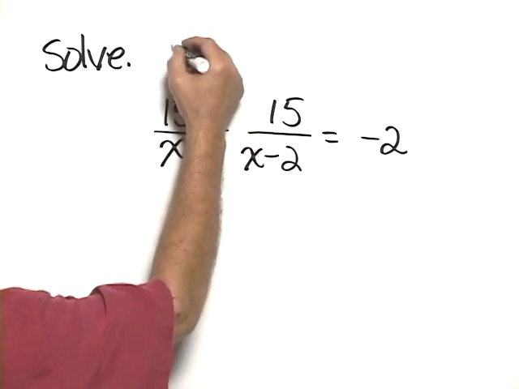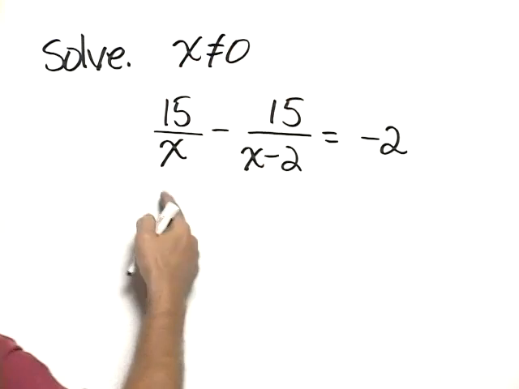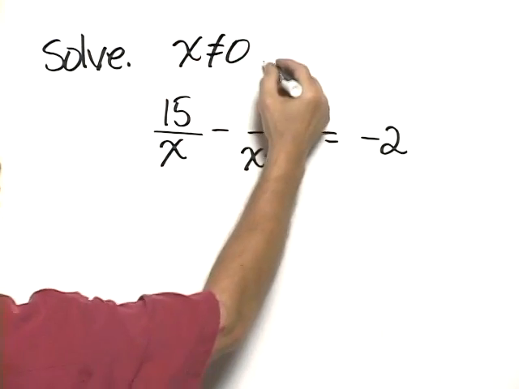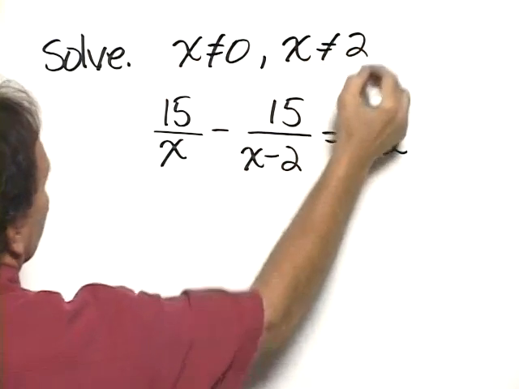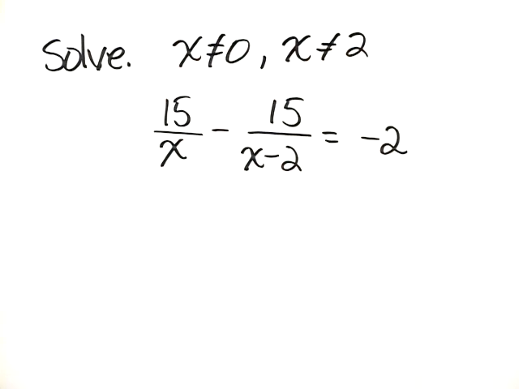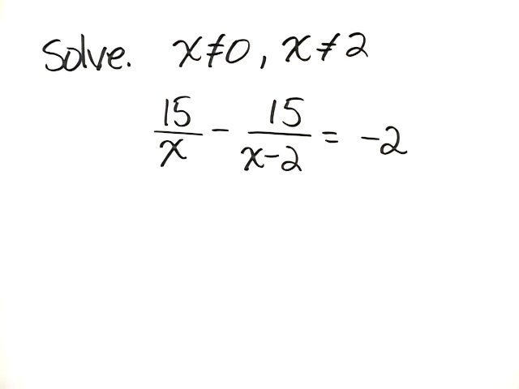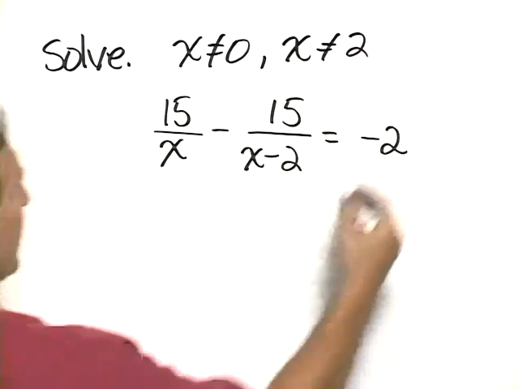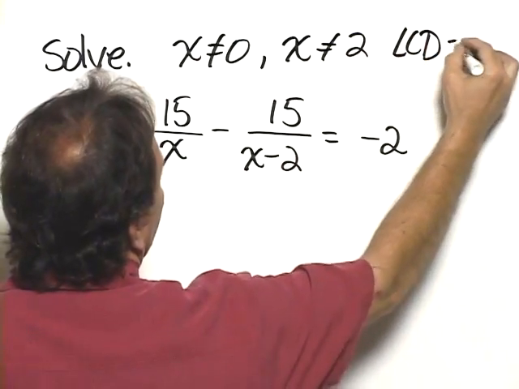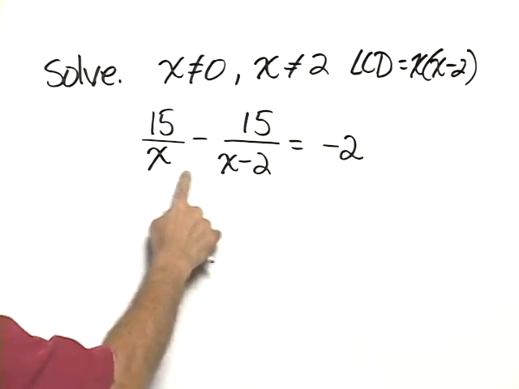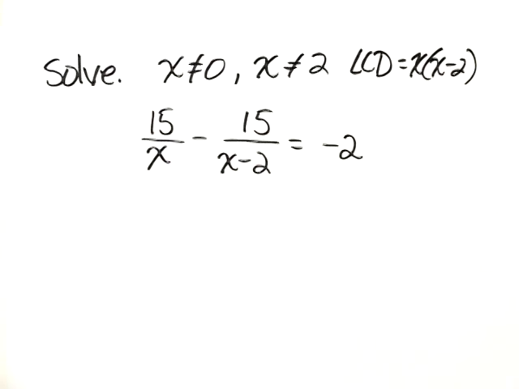In this case, x cannot equal 0 because it would make this denominator 0. And here, x cannot equal 2. 2 minus 2 would be 0 in that denominator. The next step is to find the LCD of all the denominators. The LCD in this case is equal to x times x minus 2, the product of each of the denominators.